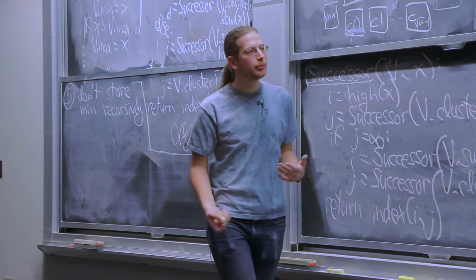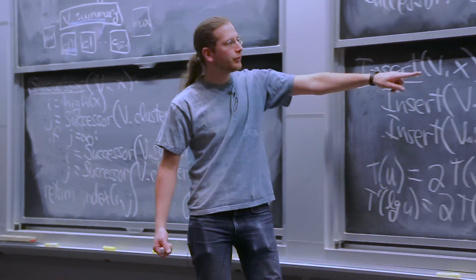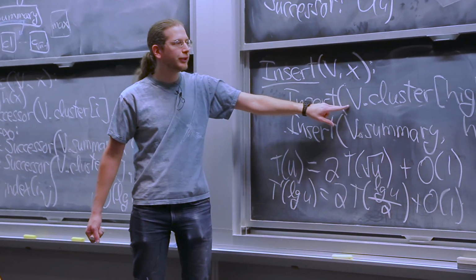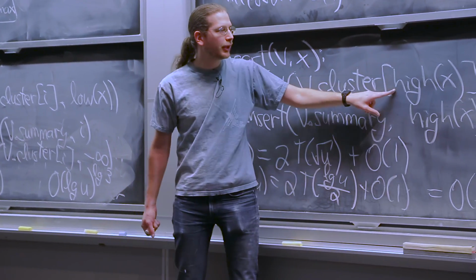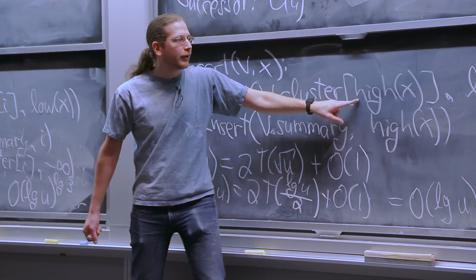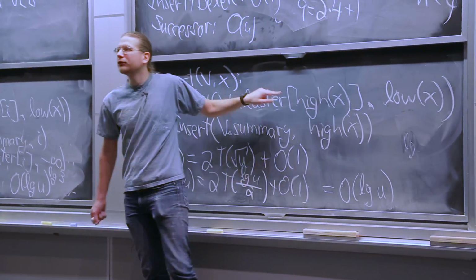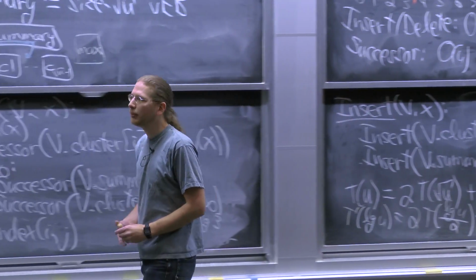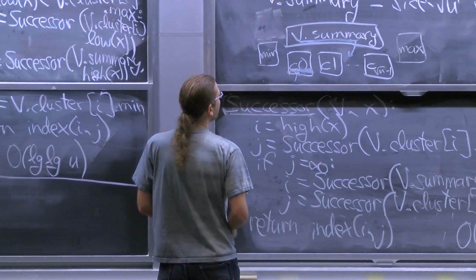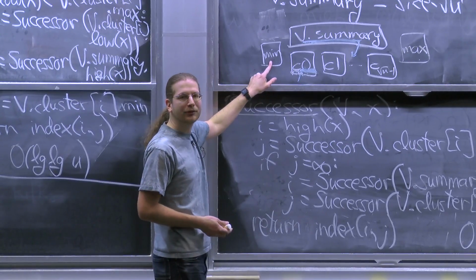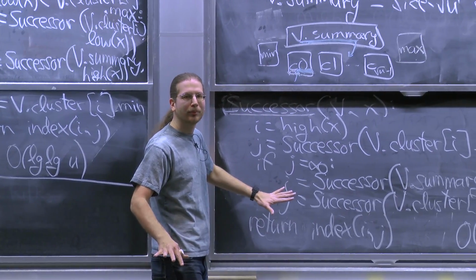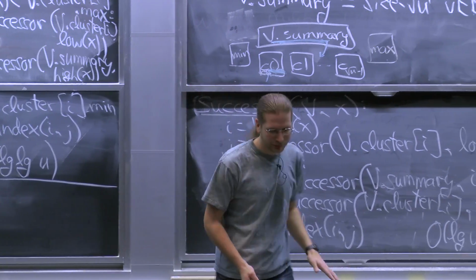But in general, moving down means when I want to insert an item, I have to move it down into this subcluster. So I want to insert x into the cluster high of x with low of x. That recursive call, that's moving it down. I'm not going to do that. If the structure is empty, I'm going to set v.min equal to x and then stop. Let me illustrate with some code.